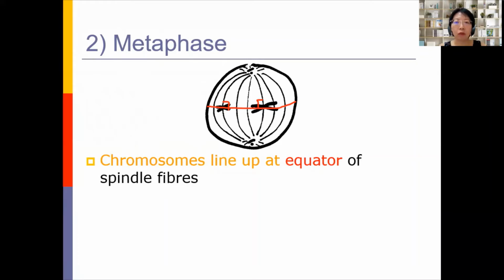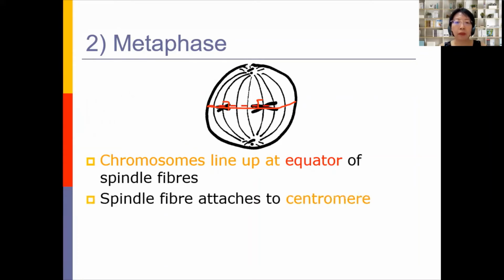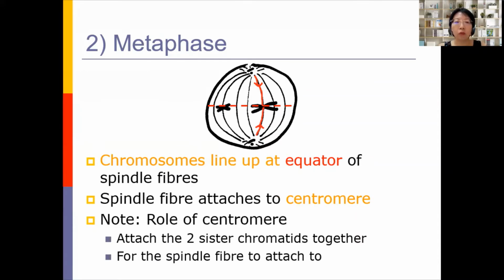You can see each chromosome is made up of two sister chromatids held at the centromere. When the spindle fiber grows from the pole, it becomes longer and longer, and eventually it attaches to the centromere of the chromosome. So what is the role of the centromere here? The role of the centromere is to attach the two sister chromatids together, and also for the spindle fibers to attach to it during mitosis or meiosis.